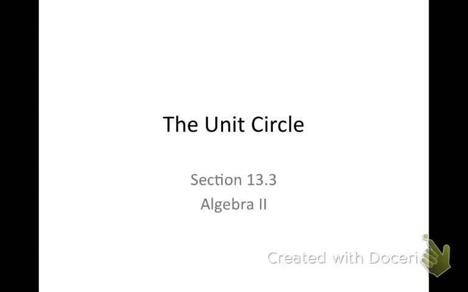What? Alyssa loved it, I'm sure. The unit circle, though, section 13.3. Again, as Maddie said, yes, trig deals with this a lot. That's what she's referencing.